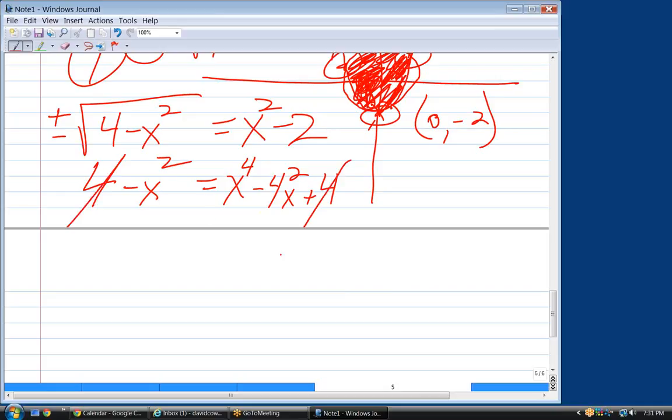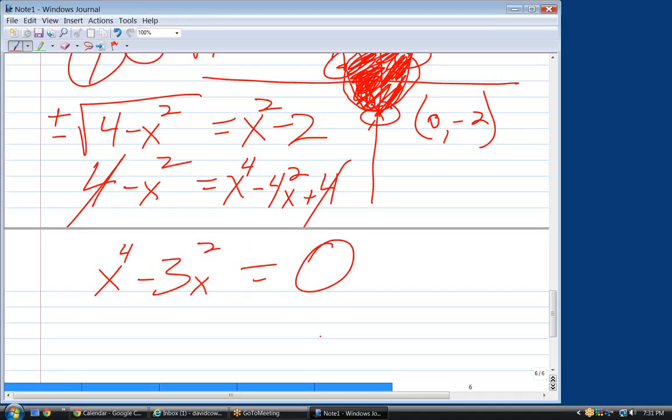I can take the 4's out. And I have now, add x squared on both sides. Okay, so I'm going to end up with x to the 4th minus 3x squared equals 0. Now solve that. x squared and then x squared minus 3.